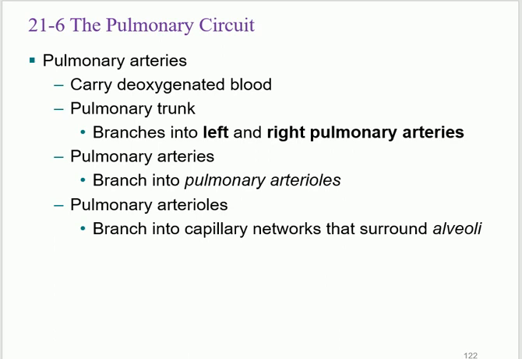It's the same. So at the level of the capillaries of the lung, you're going to exchange, kick out carbon dioxide and gain oxygen. And then you go back the opposite way. What takes the oxygenated blood to the left atrium? Pulmonary veins. Pulmonary veins.